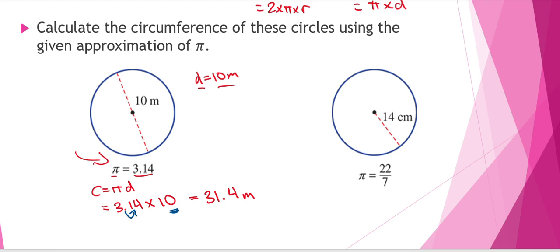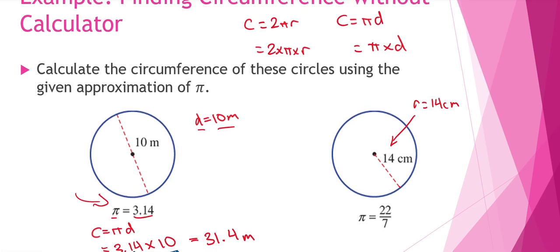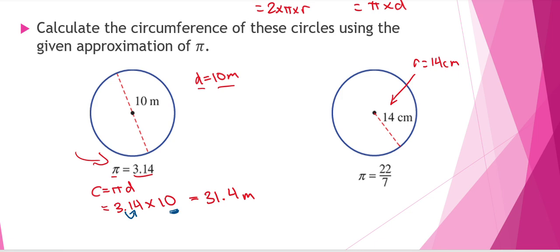Okay. Now, the next thing. I have a radius of 14 centimeters, just because of the fact that it starts at the center and then goes to the end. Okay, so I'm going to use this formula instead. C is equal to 2 pi r. C is equal to 2 times, and we know that pi is 22 over 7, so we're just going to replace that instead, times 14. Now you can start doing your cross-canceling methods.